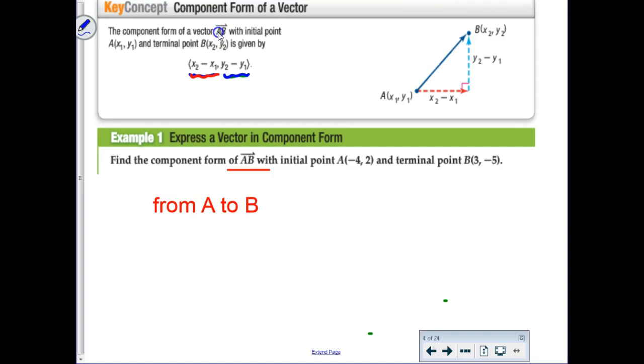So when they say from A to B, they're referring to A as your initial point and B as your terminal point of your vector. And you have to subtract the x and y components in that order. So that's going to be really particular when I ask you for component form here today. Like this example here, your resulting vector from A to B starts with x2 minus x1, so carefully subtract negatives. 3 minus negative 4 would be a 7. And then for the y's, y2 minus y1, negative 5 minus 2 would be a negative 7. So that would be the resulting vector in component form.